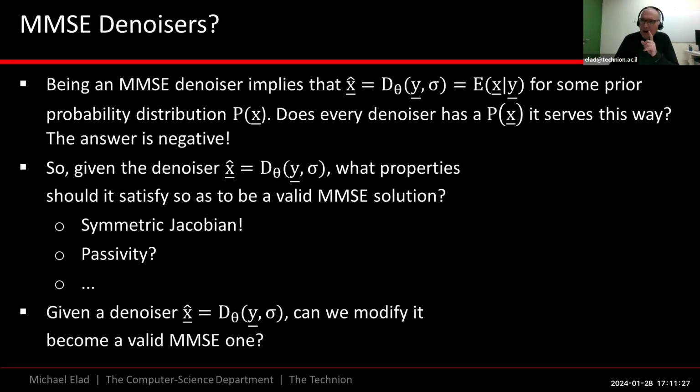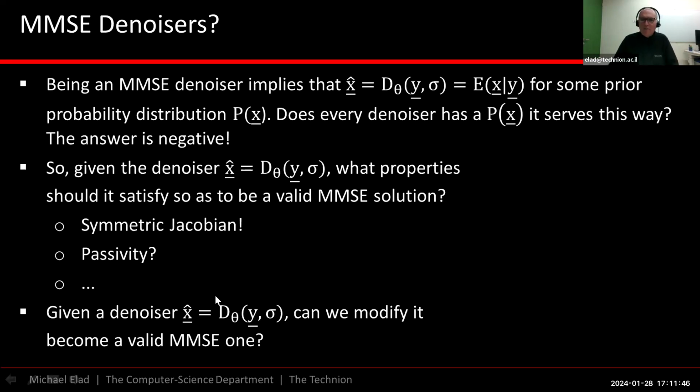And remember, I'm not searching for the MMSE denoiser for P of X, the true probability density function of images. I'm referring to the MMSE denoiser of a specific P of X, any P of X, that is not far away from P of X, the true one, and this will be sufficient for me. Can we do that? The answer is we don't know.